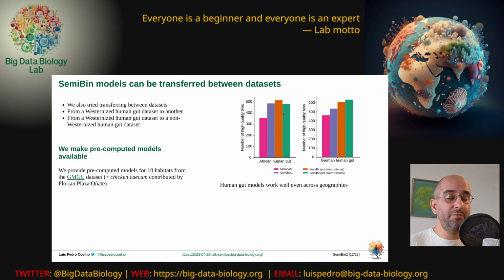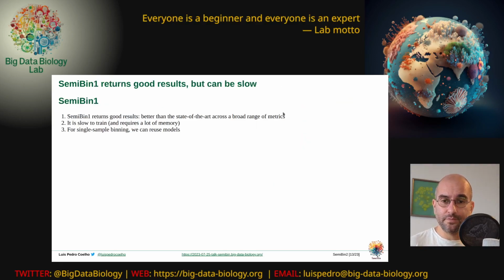And so we've now done this for 10 habitats, and then Florian provided an 11th, the chicken cecum habitat. So this is all pre-available for download in the tool. So this is where we were about a year ago, which is that SemiBin1 had really good results, but it's slow. However, for single sample binning, we can reuse models.